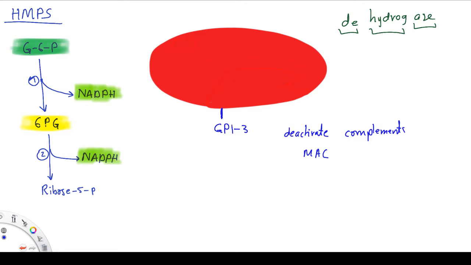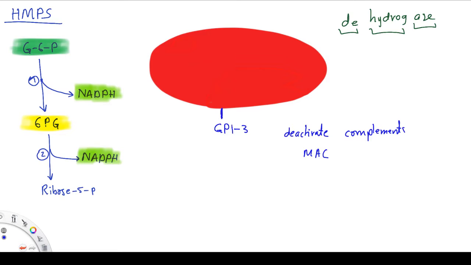Another way you can damage RBCs is by free radical production. The reason I mentioned this at the same time, although GPI3 has nothing to do with NADPH, is that there are two ways to damage healthy RBCs: one is by complement and one is by free radicals. Are we okay so far? There are two ways to damage red blood cells within blood vessels: free radicals and complement.